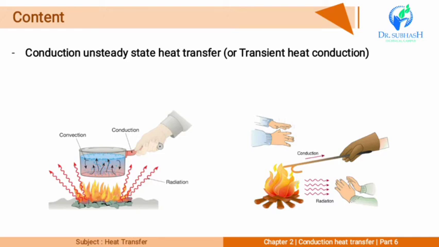Conduction, unsteady state heat transfer or transient heat conduction. Generally the temperature of a body varies with time as well as position. In rectangular coordinates, the temperature is a function of x, y, z and tau, or we can say t, where x, y, z indicate the variation in x, y and z directions respectively, and t or tau indicates variation with time.